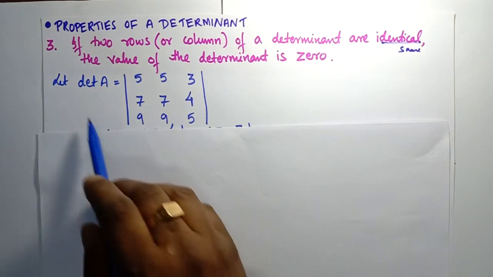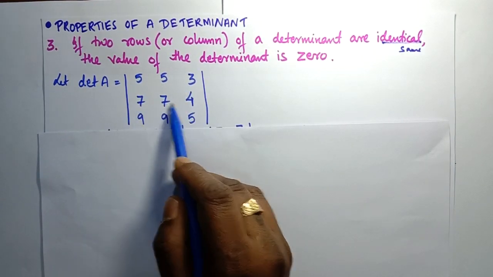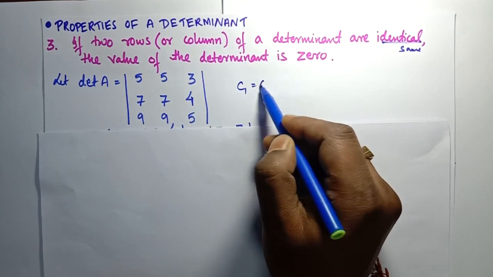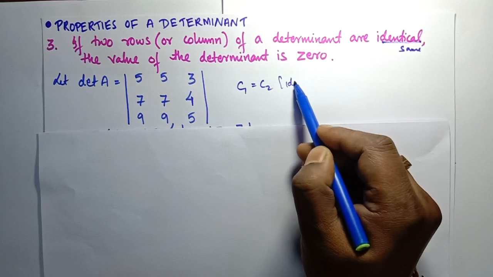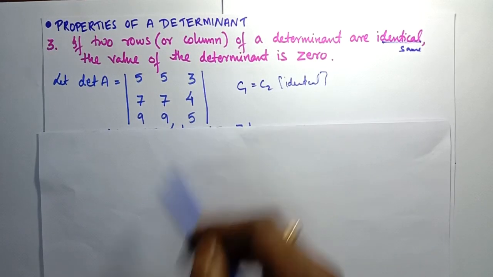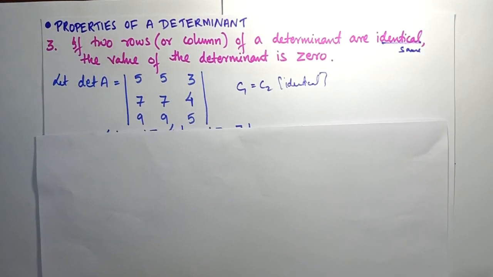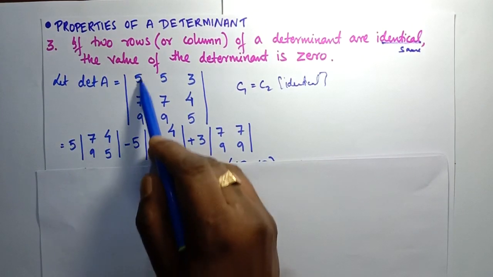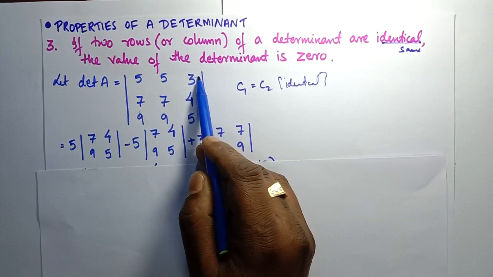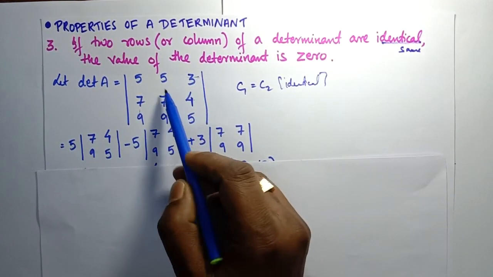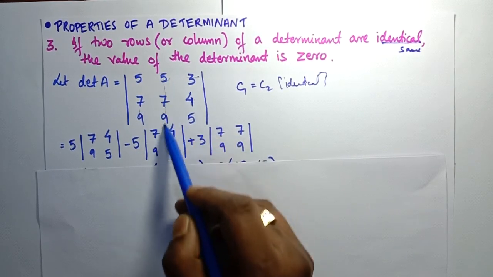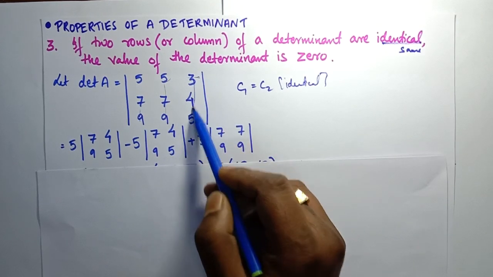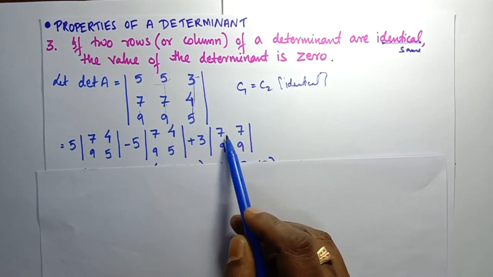You can see here, determinant of A equals 5 5 3, 7 7 4, and 9 9 5. So C1 equals C2. They are identical, so by this property I can directly write 0. No need to prove it, but I'll show you by proving. So 5, I'll hide this, so I get 7 4 9 5. Now I think you have got it perfect. So minus 5, this and this you will hide, so 3, 7 4 9 5. This is your plus 3. This and this you will hide, so I'll get 7 7 9 9.